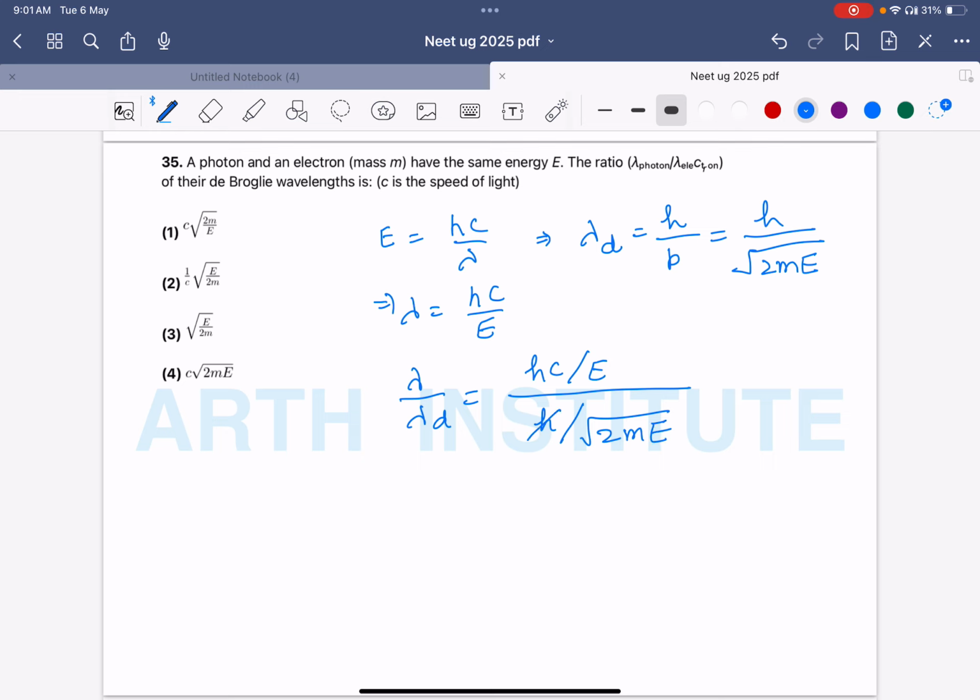Now this h gets cancelled, and this is c upon E, and this root 2mE will go in the numerator. So this will be c into root 2m divided by E. So the correct answer is the first option.